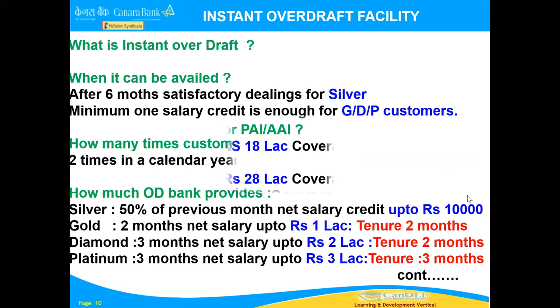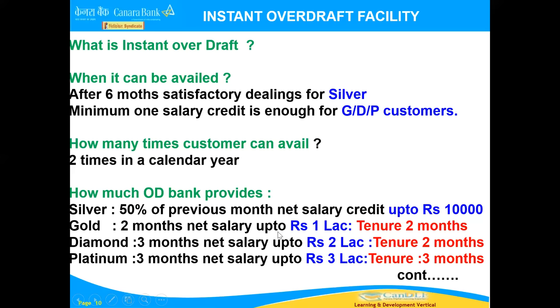What is the instant overdraft? See, silver GDP. Who can avail? 50%, 10,000. 2 months gross salary, net salary, 1 lakh. Tenure, 2 months. 3 months net salary, 2 lakh, 10,000, 1 lakh. This is a very important amount. If you want to know how much maximum eligibility, this we have to remember. Tenure means 2 months, 2 months, 3 months.